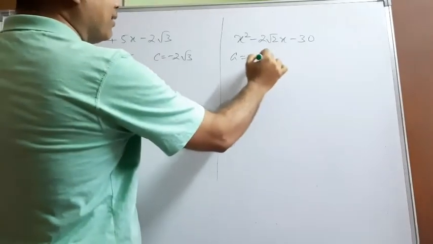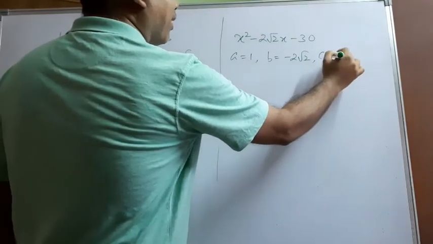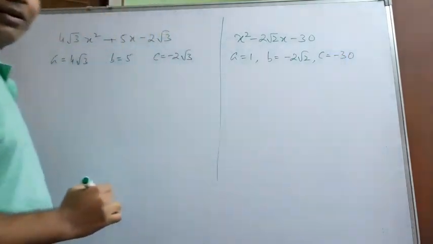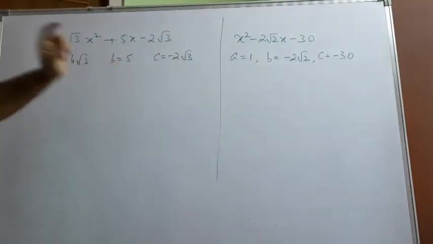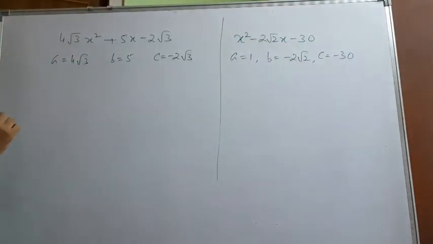Now let us discuss these 2 examples. Here what we have seen is A is 4 root 3, irrational, B is 5, rational, C is minus 2 root 3, again irrational. In this example, A is 1, rational, B is minus 2 root 2, irrational, C is minus 30, irrational. So either A, C irrational and B rational, or A, C rational and B irrational. So let us move to this one.